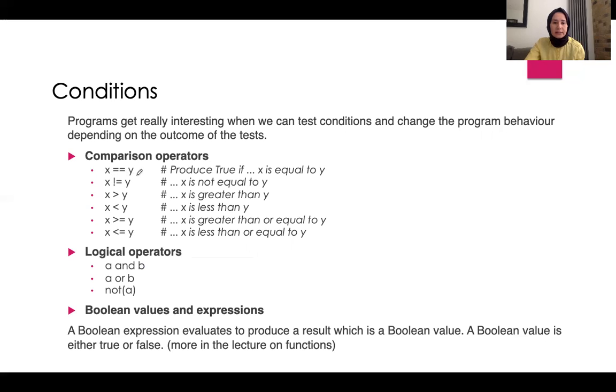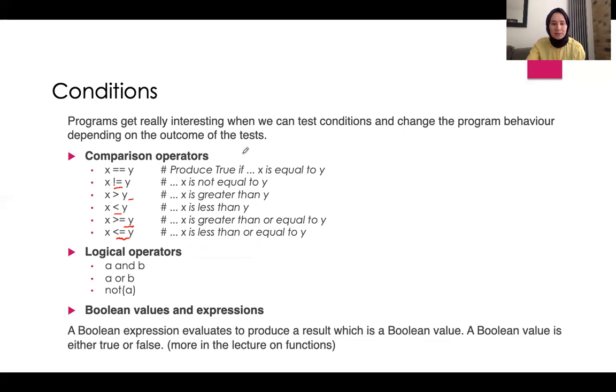X equals Y: this will produce true if X is equal to Y. Then we have another comparison operator, X is not equal to Y, which will produce true if X is not equal to Y. This will produce true if X is greater than Y. Then we have X smaller than Y, which will produce true if X is less than Y. This will produce true if X is greater than or equal to Y. And this will also produce true if X is less than or equal to Y. So those are some comparison operators.